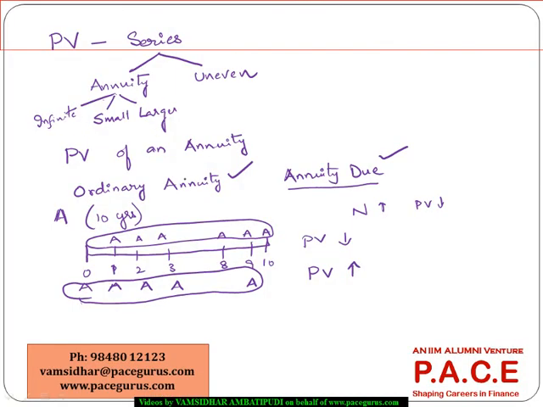So how did it work out? If I am getting A at the end of 1 year, the present value is A by 1 plus R. I am getting another A at the end of 2 years, so A by (1 plus R) squared. I am getting A at the end of 10 years, or N, so A by (1 plus R) to the power 10 or N.